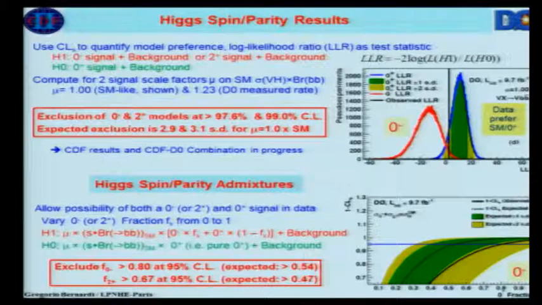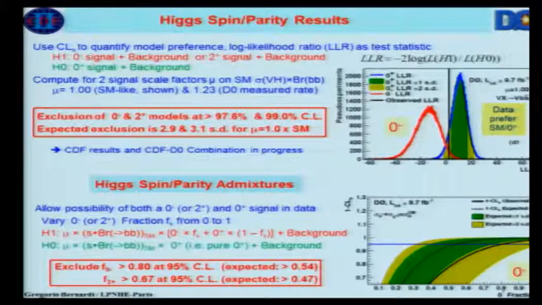So you understand that if you combine with CDF, we should be much stronger than that, close to 5 sigma probably. This approach also has a very good advantage: it's easy to study Higgs spin parity admixture, like if you have a 0 minus and 0 plus admixture. And that's what we have done. We have varied the fraction and scanned our data.